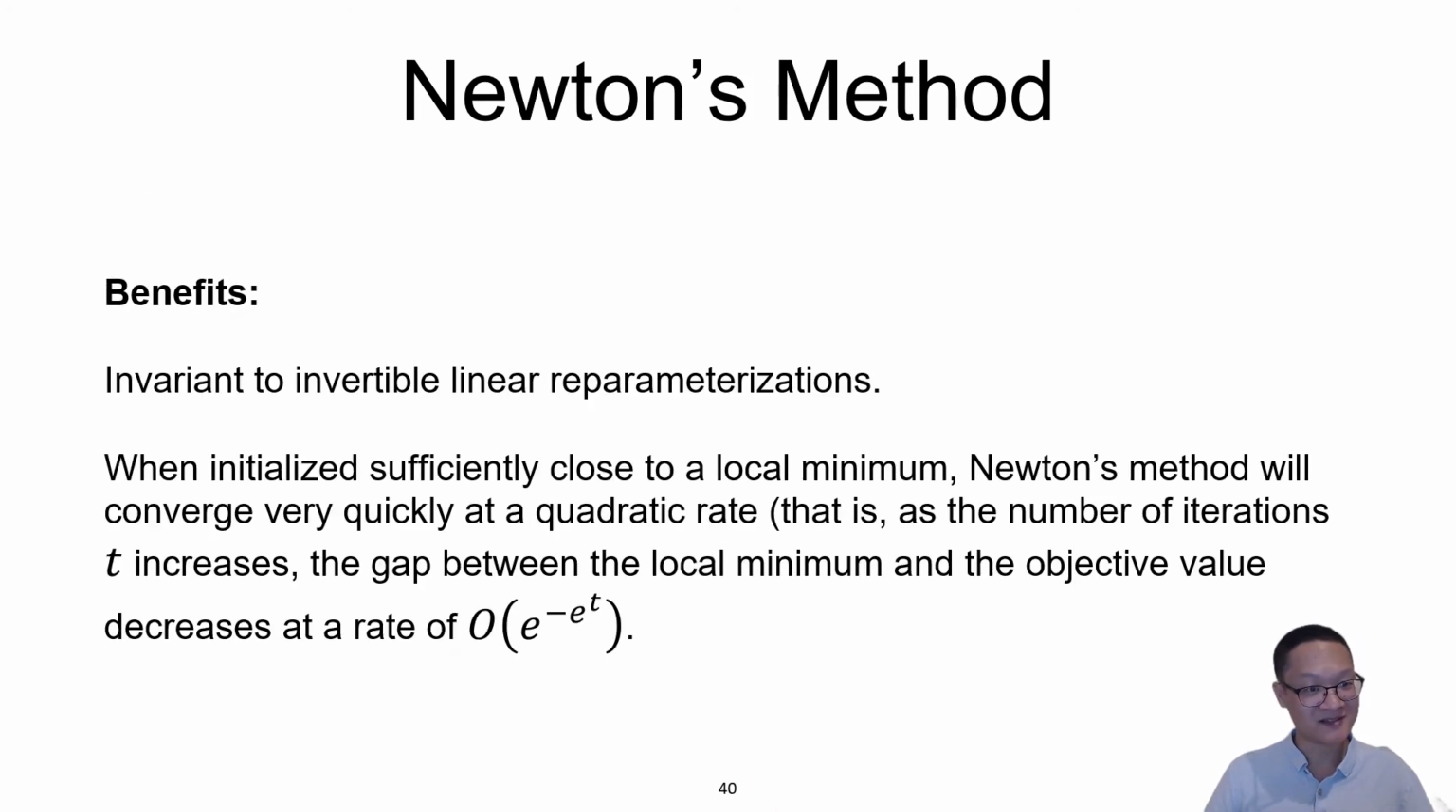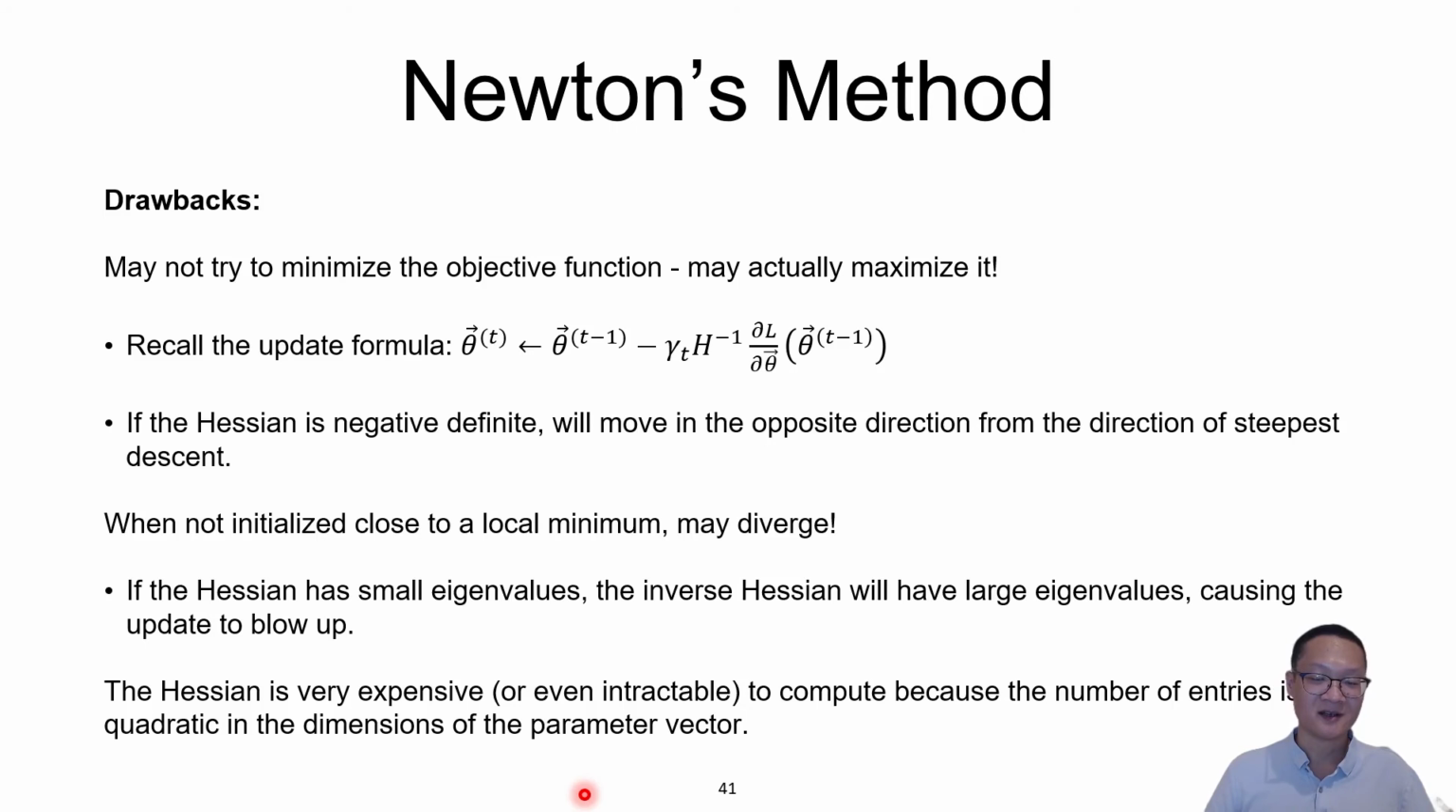Okay, so that's the benefits. The drawbacks. Sometimes, if you initialize far away from the minimum, you may actually end up maximizing the objective instead of minimizing. And that's because of the inverse Hessian. If the Hessian is negative definite, we end up moving in the direction of the steepest ascent, not steepest descent.